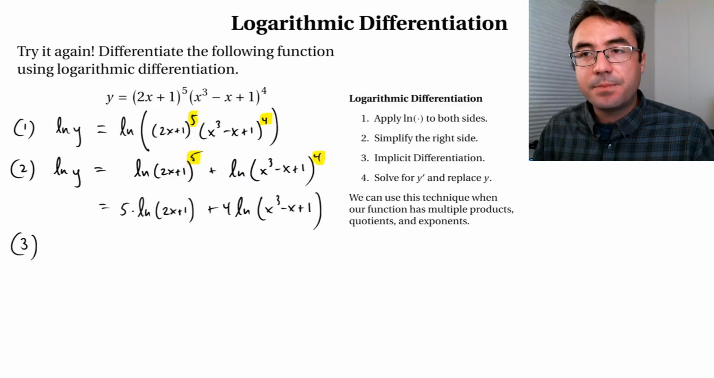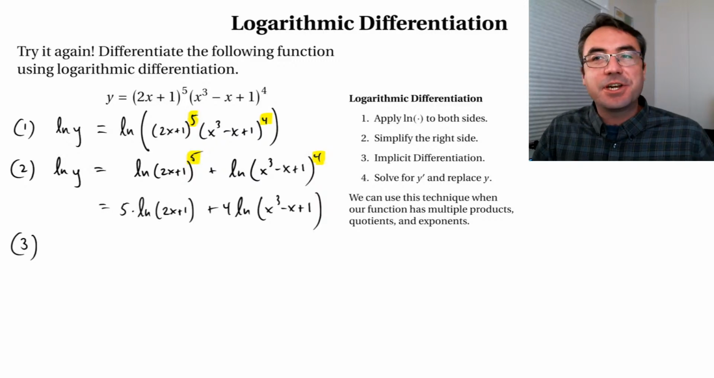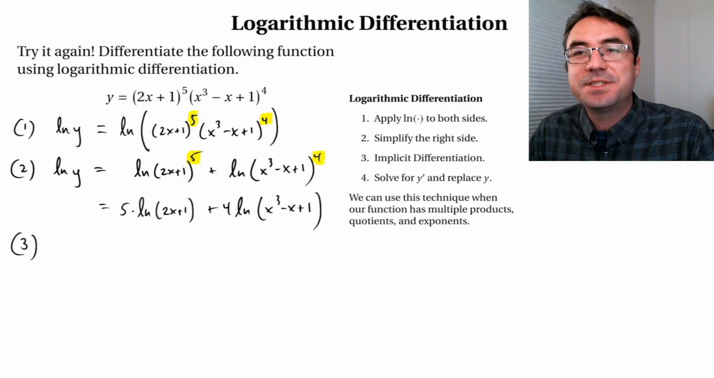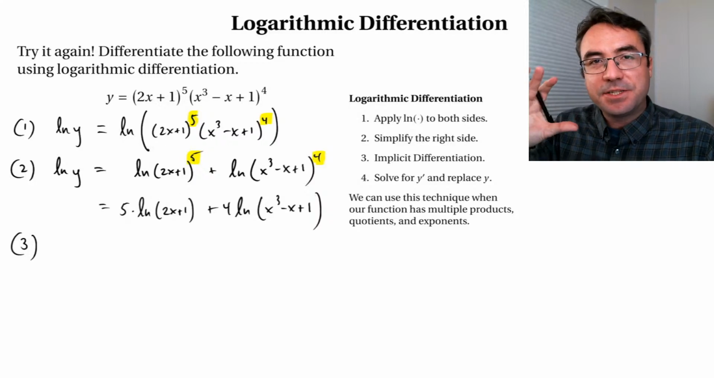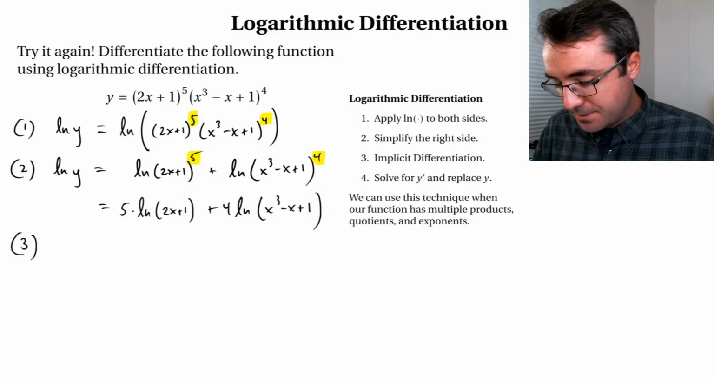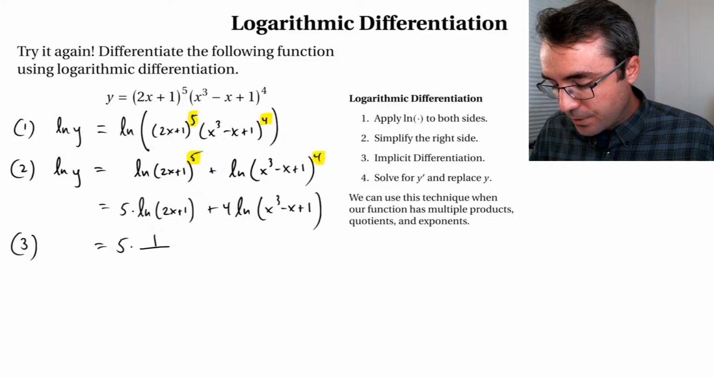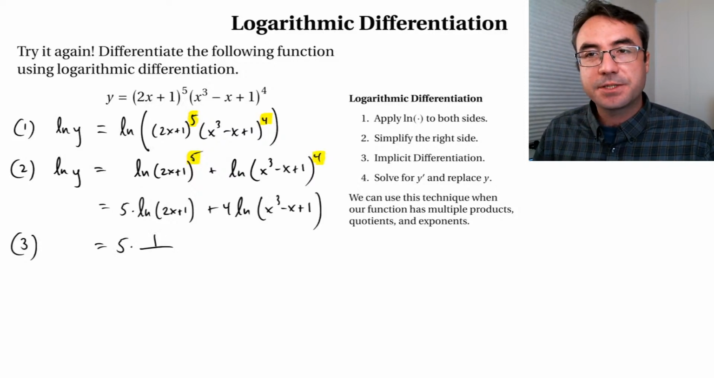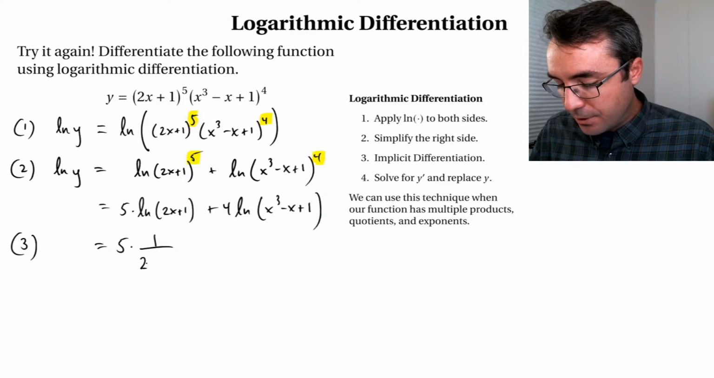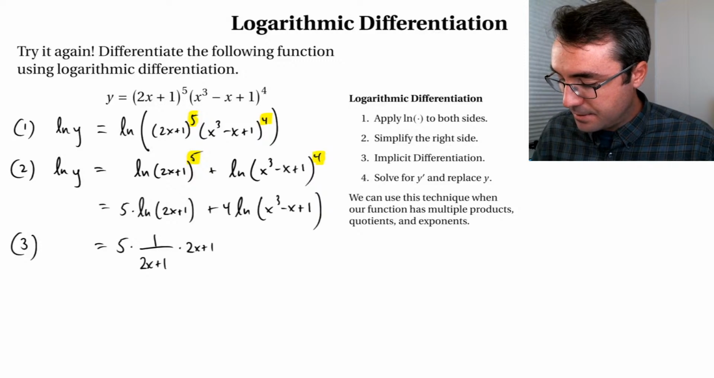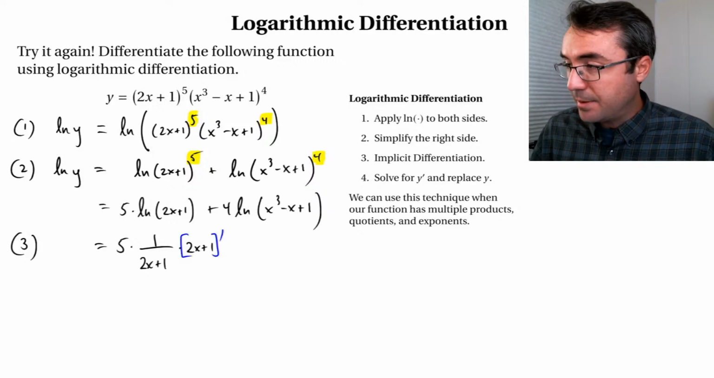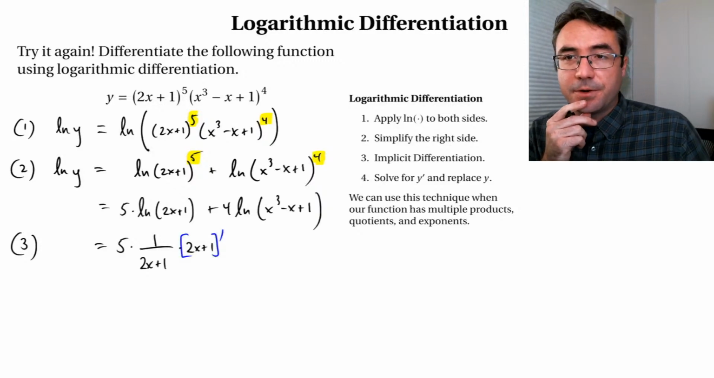Then we go on and do implicit differentiation. So implicit differentiation comes back again, rears its head again. Let's do the right-hand side first. So 5 is a constant. Derivative of the natural log 2x plus 1 is 1 over 2x plus 1 times the derivative of what's inside. And I apologize, we're going to go over for like a minute or two here.